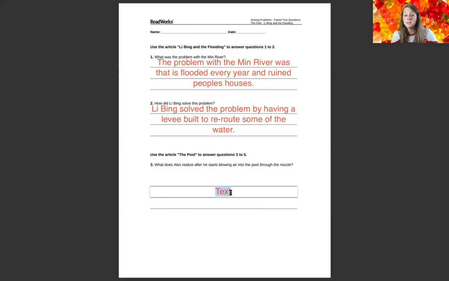So we're going to restate this. Remember, the question is, what does Alex realize after he starts blowing air into the pool through the nozzle? How do we restate that?